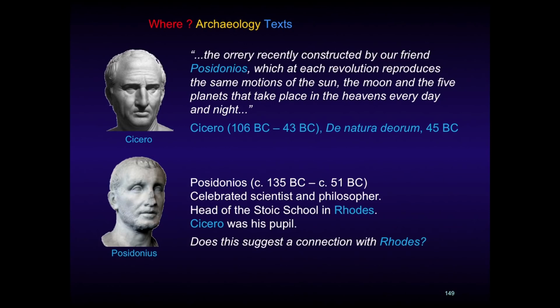And there are some very remarkable classical texts by Cicero, who wrote first about a device made by Posidonius, which at each revolution reproduces the same motions of the sun, the moon, and the 5 planets that take place in the heavens every day and night. Sounds just like the Antikythera mechanism. And Cicero knew Posidonius. He was a pupil of Posidonius in his Stoic school of philosophy in Rhodes. So this might suggest there's a connection with Rhodes.